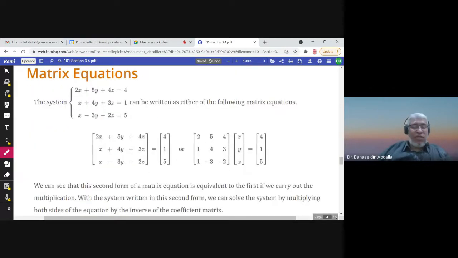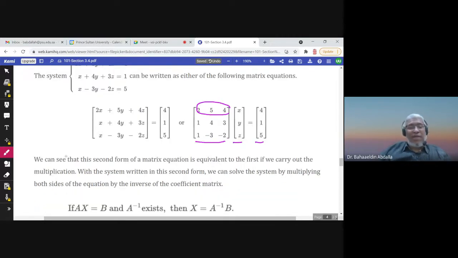The second point in this section is how to solve systems of equations using matrix equations. So we have a system like this. We can write it like this. This is the coefficient matrix times the variable unknown matrix x, y, z, equals the constant matrix. If you multiply the coefficient matrix times the unknown matrix and put it equal to the constant, you will get the three equations. For example, multiply this row by this column. So 2x plus 5y plus 4z equals 4. That's actually the first equation, and so on. So this matrix equation represents the system.